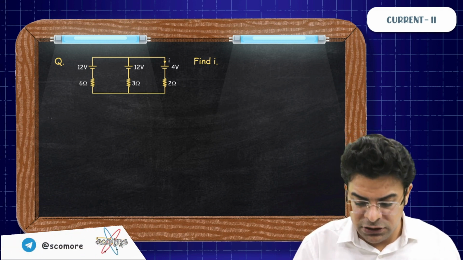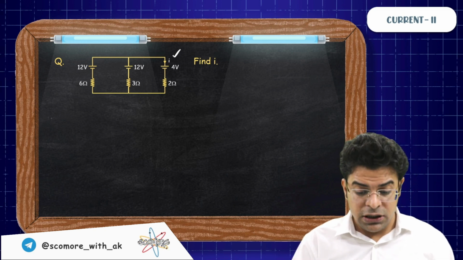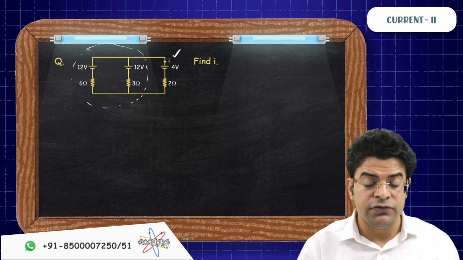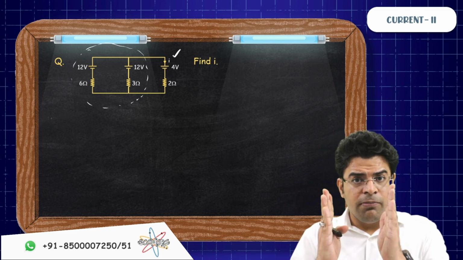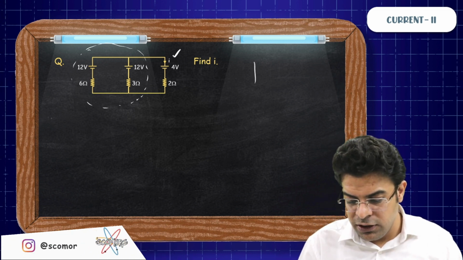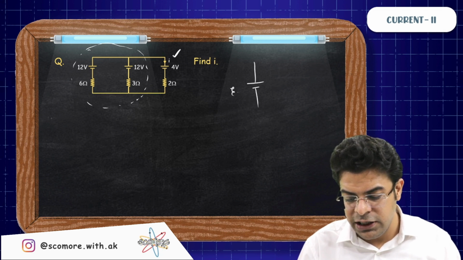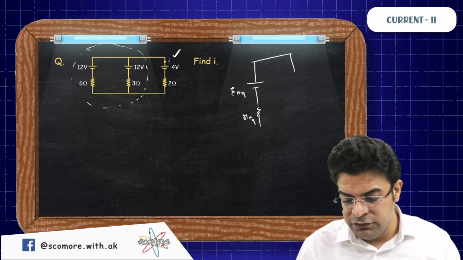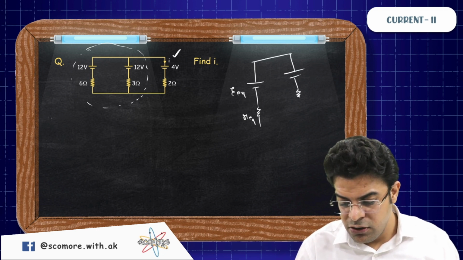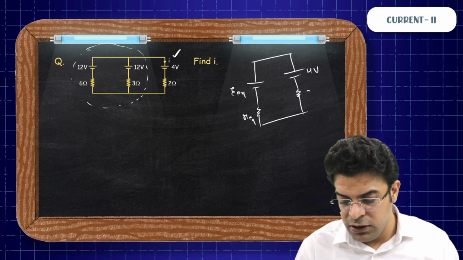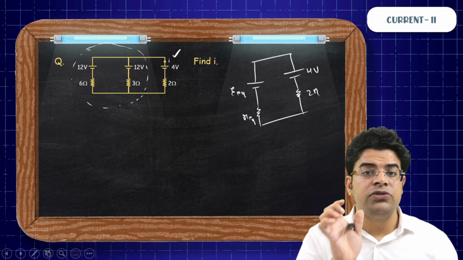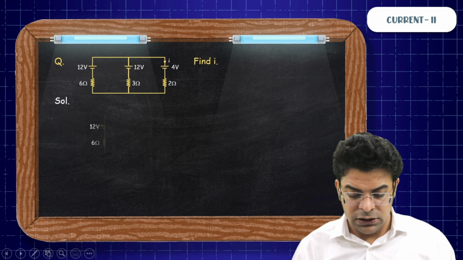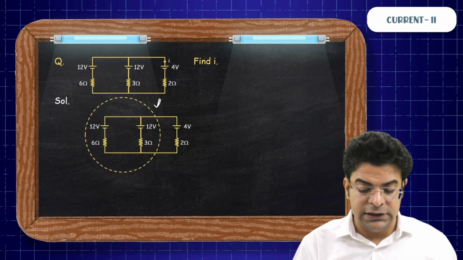If they have asked you current in the third branch, combine the first 2 branches using the parallel combination of cells. Once you have combined these 2 branches, you will get only one cell of having some E equivalent, having some R equivalent, and then you will have this third cell of EMF 4 volt and 2 ohm, and now this becomes a single loop problem. So how to do it? So beta, the process goes like combine these 2 cells.